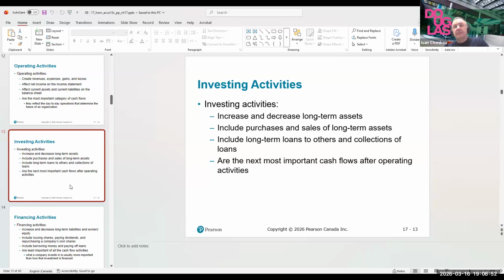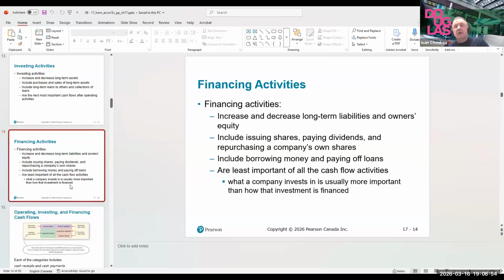The last part is the financing activities. The financing activity is going to chase increases in the long-term liability and everything related to the owner's equity. That means issuing shares, paying dividends, repurchasing company-owned shares, borrowing money, and paying the loan back. And this one, as you can see, is related to the debt.